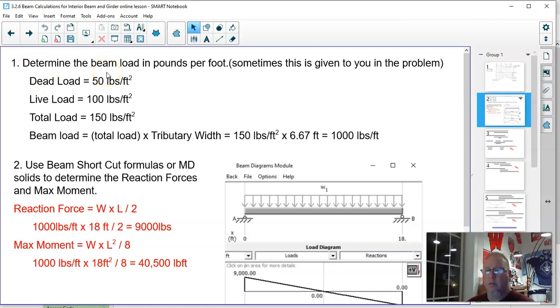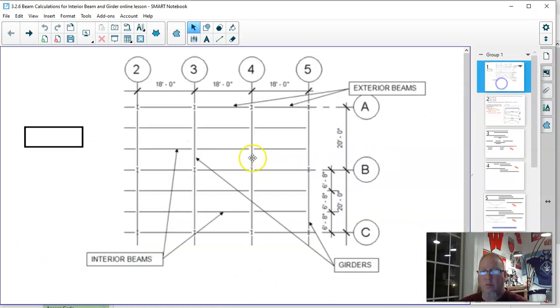This is the review of what we did in the last class. The first thing I did was I determined the beam load in pounds per linear foot. So to do that, I took the total load of 150 pounds and multiplied that by the tributary width. Now just so you know, the tributary width I got from the beam diagram that was on the homework assignment. I looked at the overall thing and I realized the beams are 18 feet in length. The girders are 20 feet in length. And the tributary width is 6 foot 8 inches.